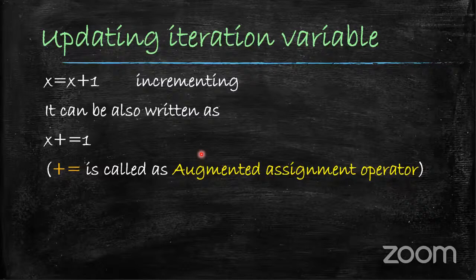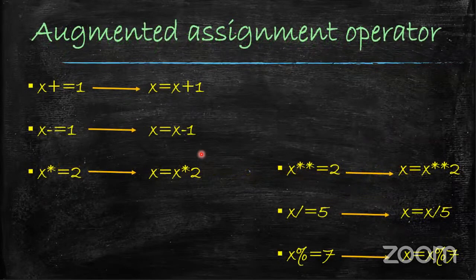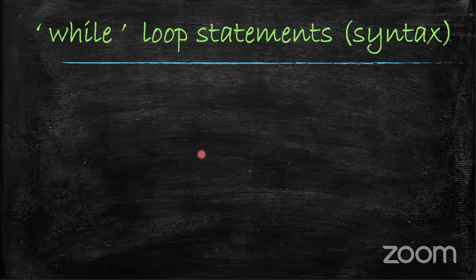Yes, sir. Okay, so similarly we can have the same type of statements for other operators. So let's look at that. We have x += 1, which is equivalent to x = x + 1. Then we have x -= 1, which is equivalent to x = x - 1, called decrementing the value. Similarly for multiplication, power, division, mod. Now the assignment operator can be of any type.